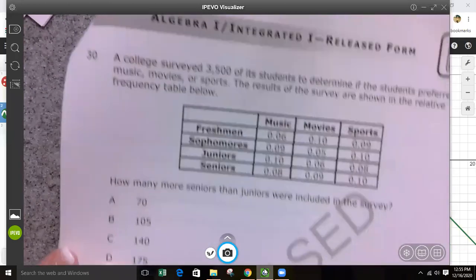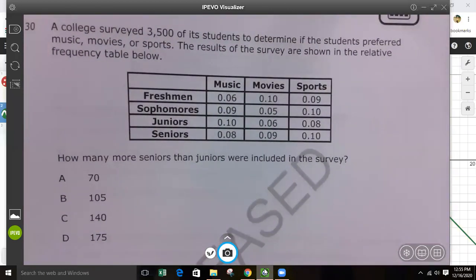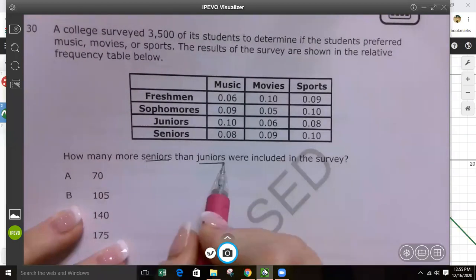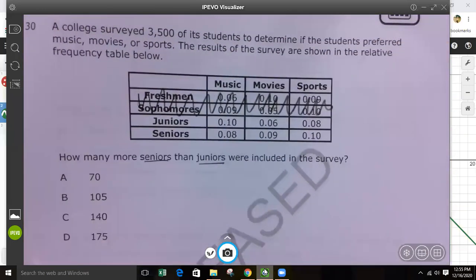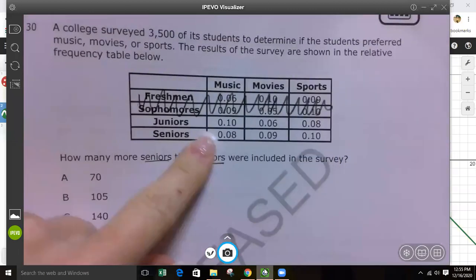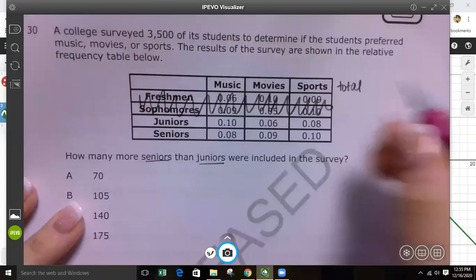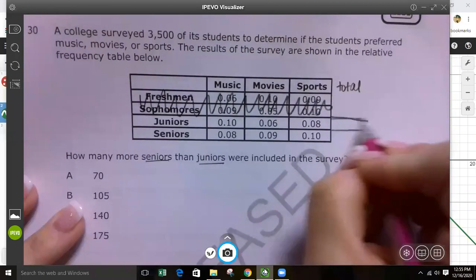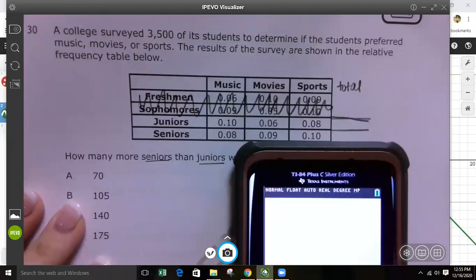All right. Question 30 and question 31 are pretty much the same. So you have to figure out the numbers. You don't have to do all of them. All it's asking for on this one is seniors and juniors. So we don't care about freshmen and sophomores. So I'm going to mark those out. It said how many more seniors than juniors were included in the survey. So you can do this a couple of different ways. You can do all of these numbers, or you can find a total. So I would suggest that you find a total. So remember, to find a total, you just add it up. So I'm going to try to get all this on the screen.